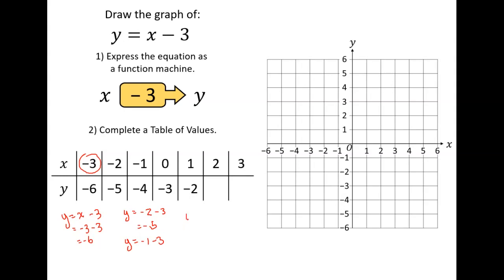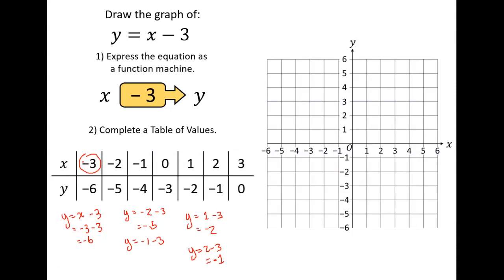So maybe let's try that one. For 1, I have a 1 in for x, minus 3, and that's going to give me a -2. And then 2 is going to be 2 take away 3. That gives me, oops, a -1. And then for 3, I get 0. So that's great. Now, how do I plot these numbers?